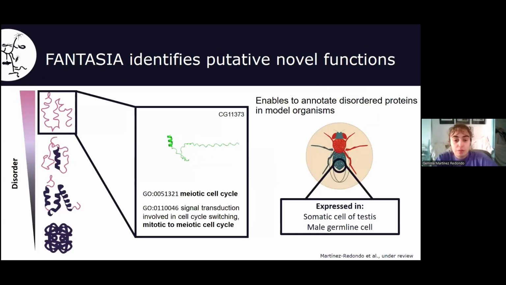Not only that, but we also discovered some examples in model organisms. We identified one protein that is intrinsically disordered, which means that the structure is quite flexible. The only information available in the database is that it was expressed in the somatic cells of the male germline of Drosophila. And when we ran Fantasia, we discovered that the GO terms predicted involved the meiotic cell cycle. So it was quite congruent with the information that we knew of the gene expression.